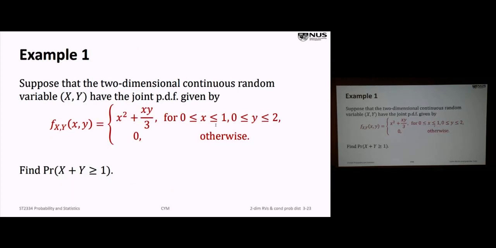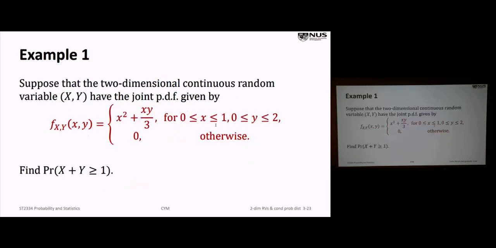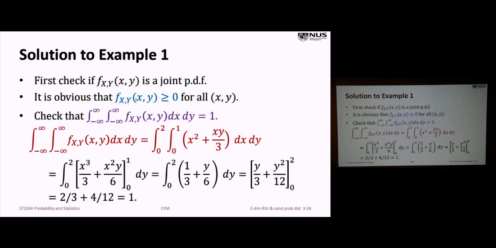So what are we going to do in this example? We're going to do a couple of things. First of all, we want to check it's a joint PDF. Obviously the zero part I didn't have to check. Now, if x is between 0 and 1 and y is between 0 and 2, then clearly this is positive, because x and y are non-negative, so x times y is non-negative. So this whole function is non-negative. That's good. The other thing we have to check, more importantly, is that the integral over the support, this third bullet point, is precisely 1. Because if it isn't, it's not a probability density function.